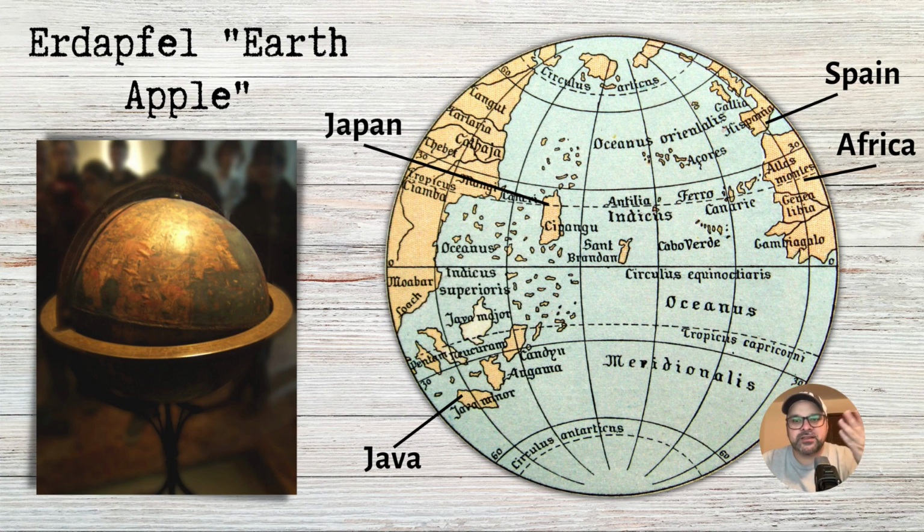Notice there's no America. You can see Cabo Verde, you can see the Azores, you can see Spain and parts of Africa. You can see all that. And then on the other side, you just see Japan and parts of China. So the Americas are completely missing.